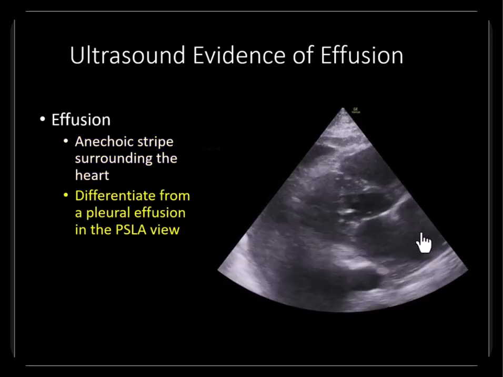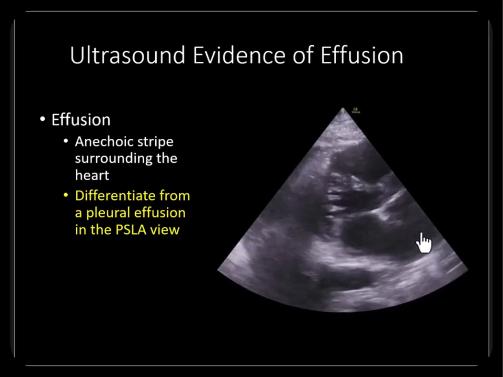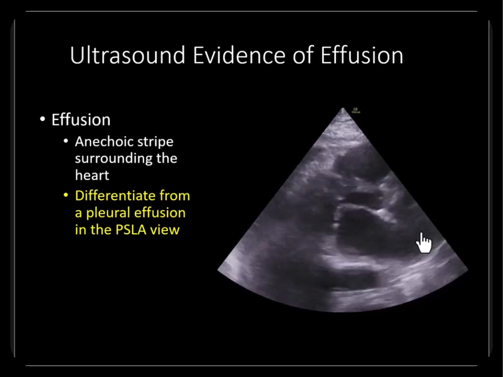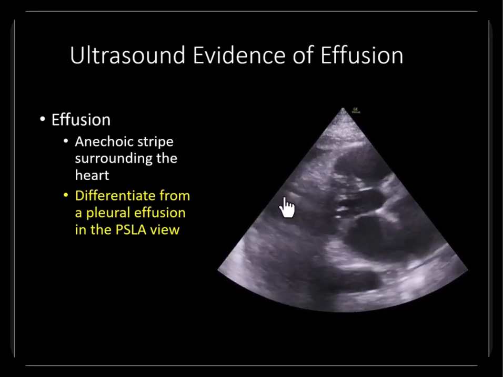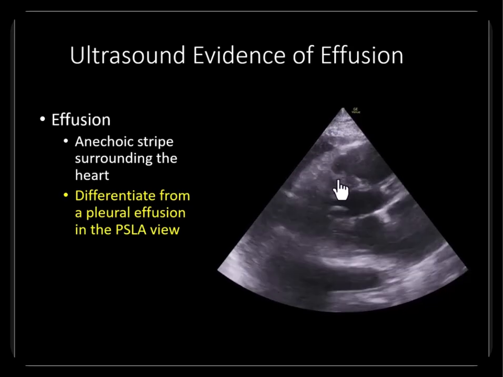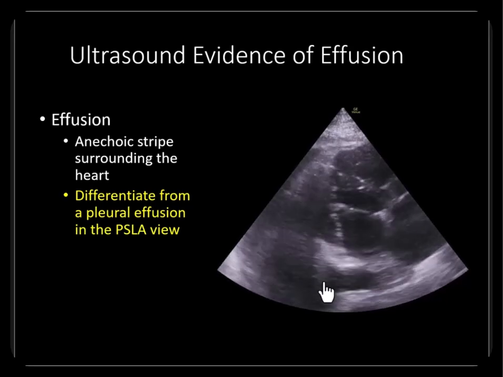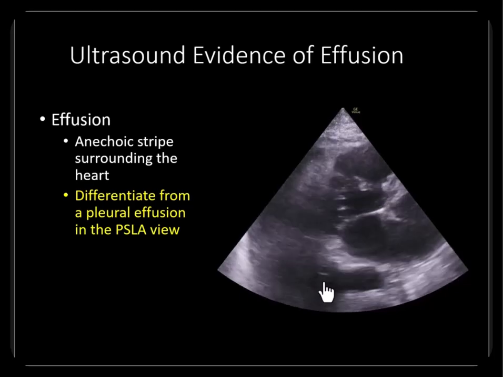So it's important to think about differentiating a pericardial effusion from a pleural effusion, and one of the best ways to do that is in the parasternal long axis view. Here we have a parasternal long axis view. Here's the apex of the heart, the left ventricle, and you can see surrounding that left ventricle is a fluid collection. Is it pericardial or is it pleural?